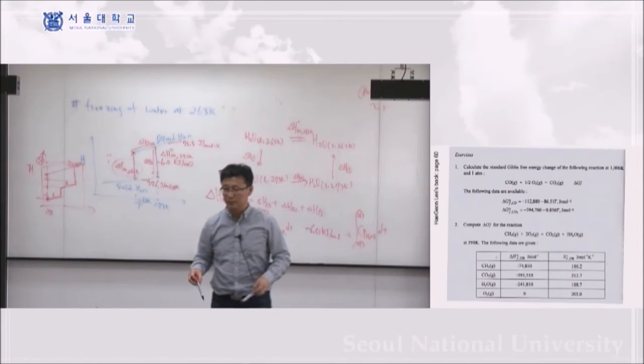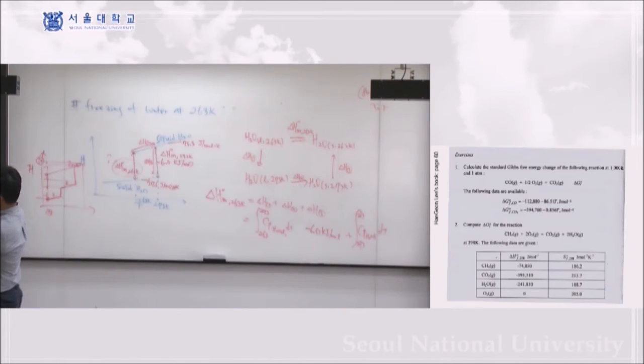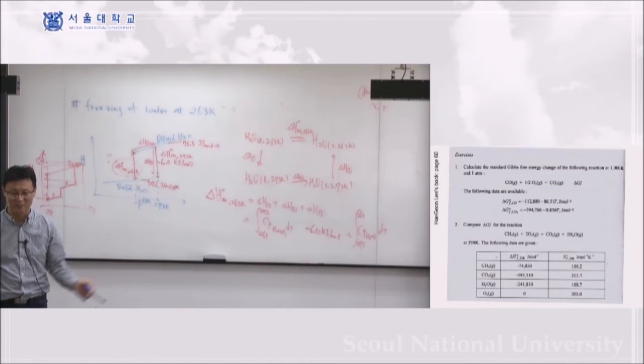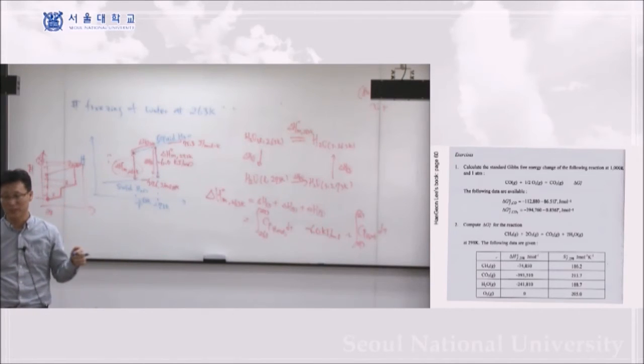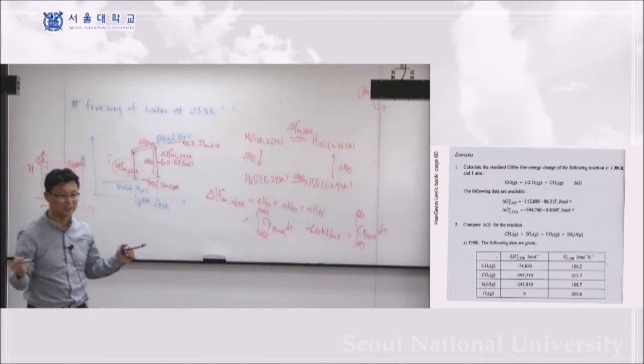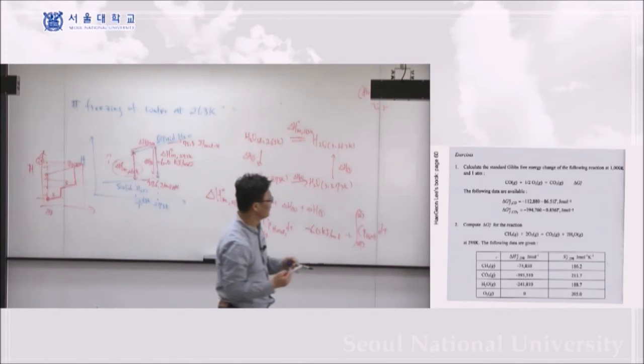Okay, next one. Calculate the standard Gibbs energy change of the following reaction. So far we have done enthalpy calculation, yeah? This is why we are spending a lot of time on the enthalpy. Enthalpy is a very important value in industry, actually, in the process, okay? Heat is energy. Energy is money. That's why it's very important, okay?